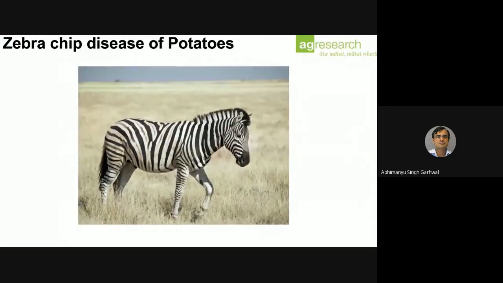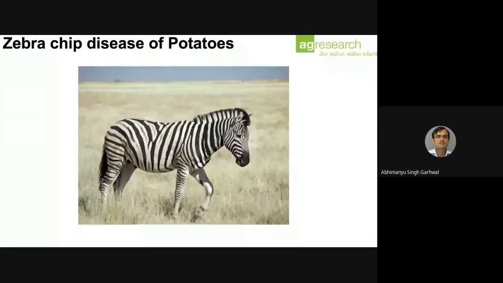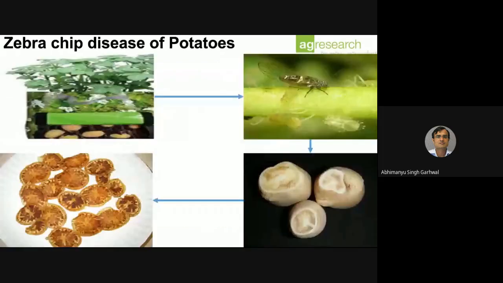Now the zebra chip disease, because of this zebra chip disease all this study happened. This disease causes millions of dollars of chip industry loss in New Zealand. So they want to reduce the potato chip wastage. For that, they created this project.